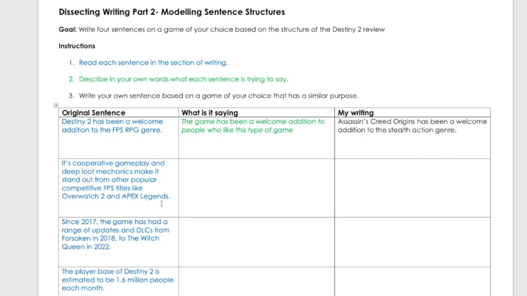When I look at the original sentence, it reads, its cooperative gameplay and deep loot mechanics make it stand out from other popular competitive FPS titles like Overwatch 2 and Apex Legends. So what I can see from reading that is there's some really good things about Destiny 2.